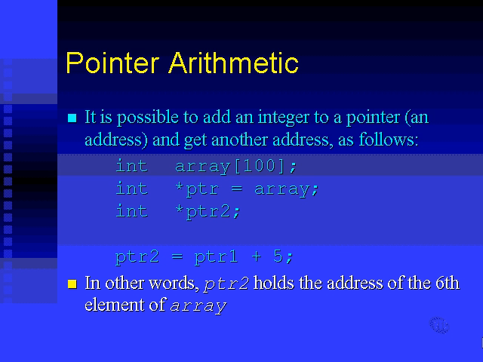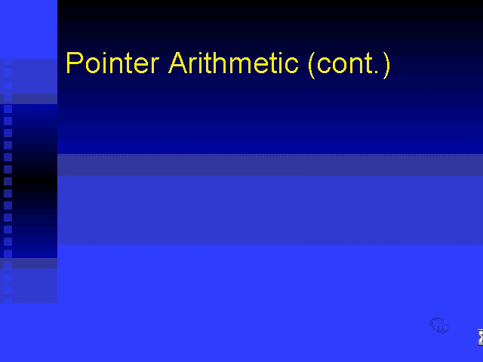In other words, in this example, ptr2 holds the address of the 6th element of the array, and ptr1 holds the address of the first element of the array. You can also think of that as ptr plus 0. Anyway, let's have a look at a bit of a summary of what we're trying to get at here.